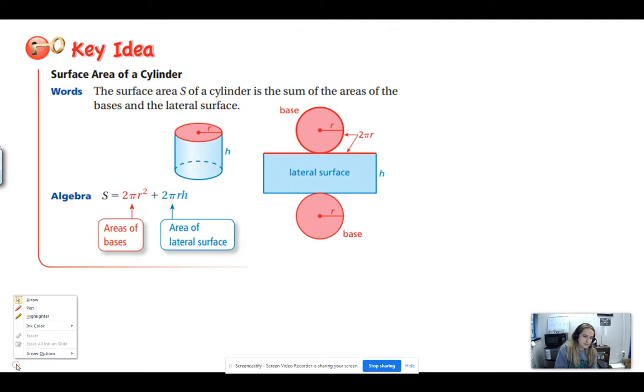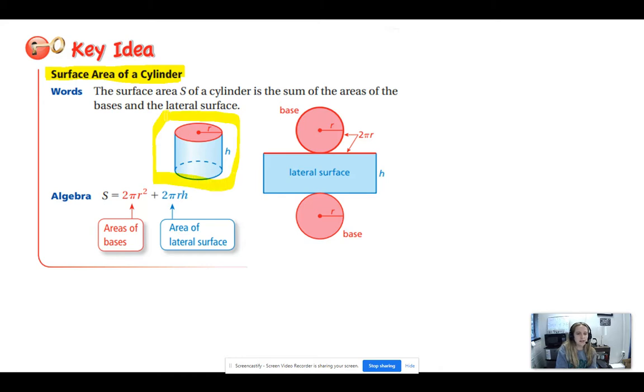Okay, so if you could please write down what I highlight. Surface area of a cylinder. Let's remind ourselves what a cylinder looks like. This is what a cylinder looks like. As you can see, when we break it into a net, a cylinder is essentially like a can of corn, or similar to my water bottle, like this. So the base is a circle, and then the lateral surface is just a big, long rectangle.